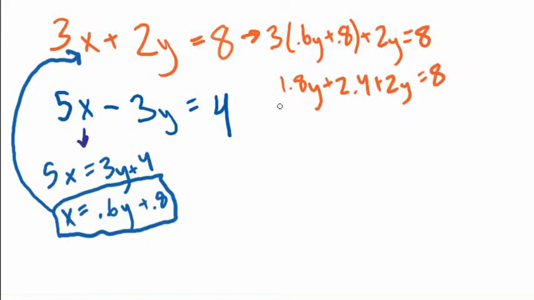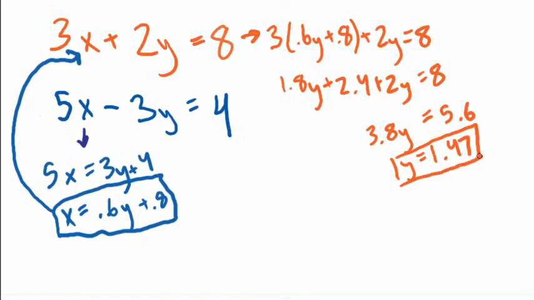Alright, so let's have a look at this. So I only have one unknown now. Yay, substitution. So now what I can do is combine my like terms. So I'll subtract 2.4 from both sides and then add my 1.8 and my 2y together. So that'll give me 8 minus 2.4 is 5.6, and 1.8 plus 2 is 3.8y. Now I can solve for y. 5.6 divided by 3.8 to get y is equal to 1.47. Alright, so now I have one piece of my puzzle.